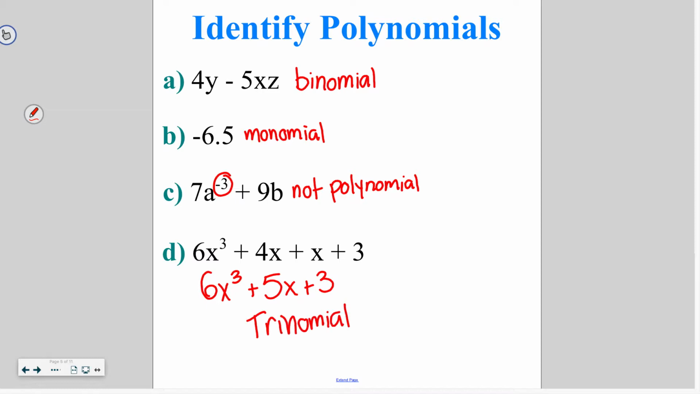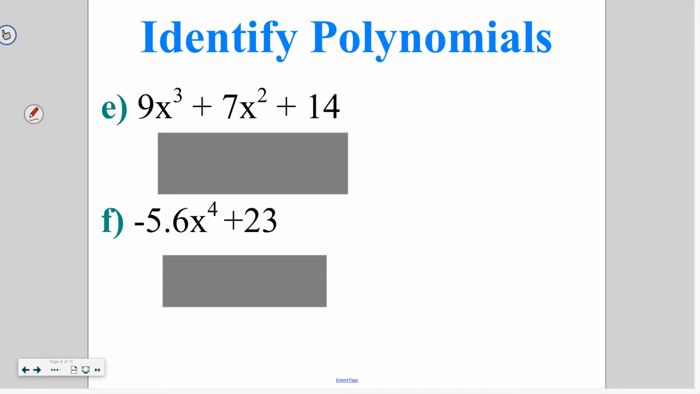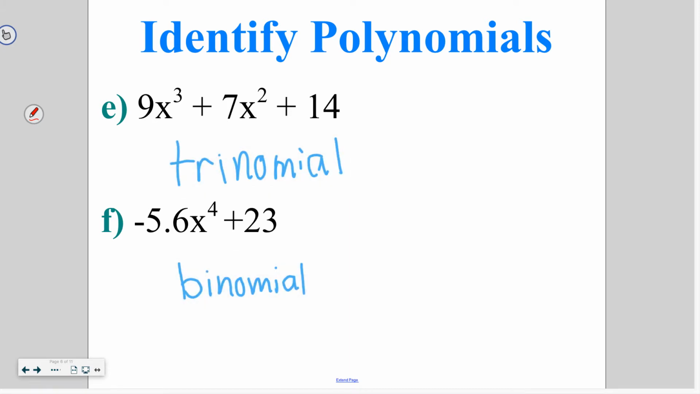When you are looking at these, you want to make sure that they are simplified before you actually determine the type of polynomial. Go ahead and decide what these two are. First one, we have a trinomial. There are 3 separate pieces, and our second one is a binomial with 2 separate pieces. If you have questions about identifying polynomials, please let me know when you get to class.